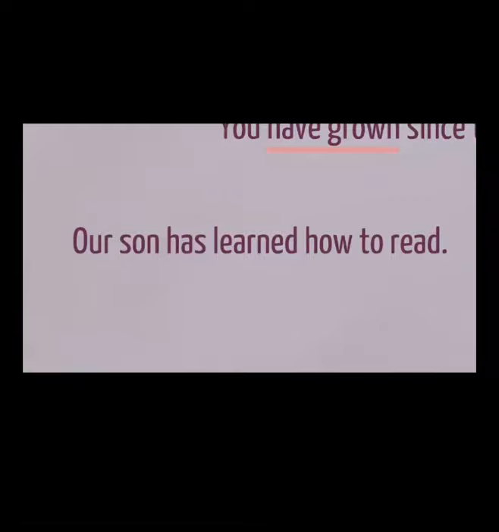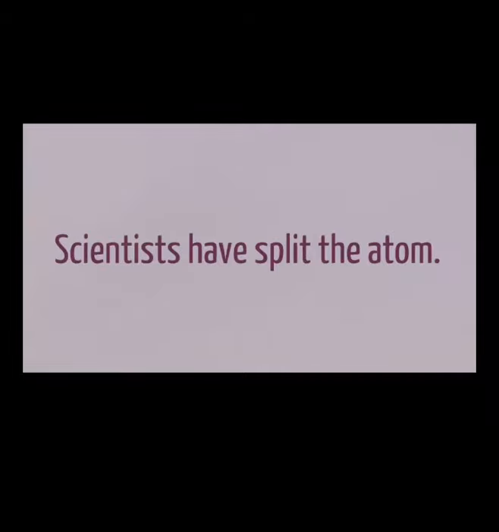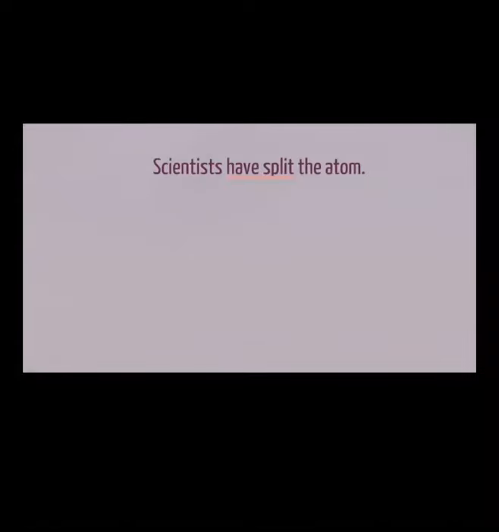Another one, our son has learned how to read. So we are going to underline the word has because our son is he. If you think a little bit, he is the third person singular. A son is a boy. So that's why we use the has. Okay. Another one, scientists have split the atom. Okay, we have again, underline have, and the past participle of the verb.